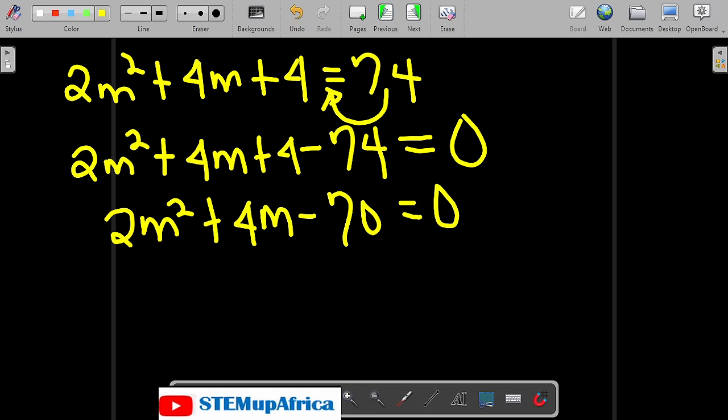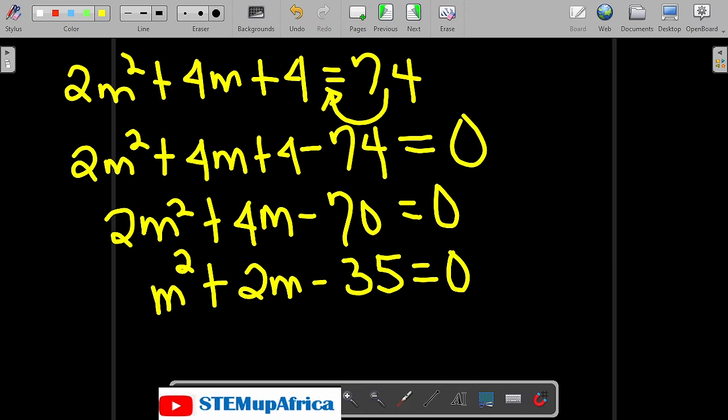So 2 is a common factor to the 3 terms here. So you can divide through by 2. If I divide through by 2, I'm going to have m squared plus 2m minus 35 is equals to 0. So what we have here now is nothing but a quadratic equation. So we have to factorize it. And take note, you can factorize, use the formula method or the complete the square method, it's your choice. But I prefer factorization. So tomorrow, in a likely question, you can factorize or use any method.